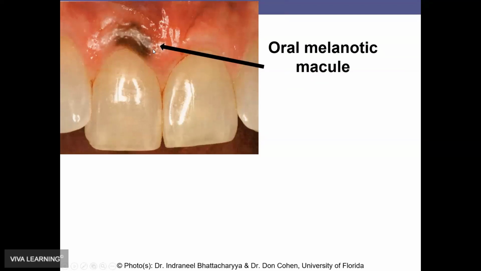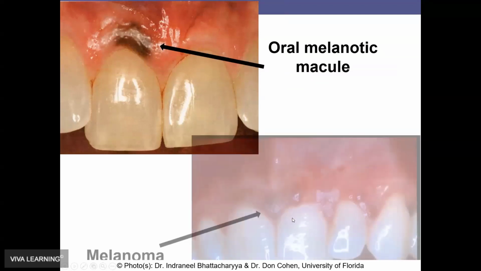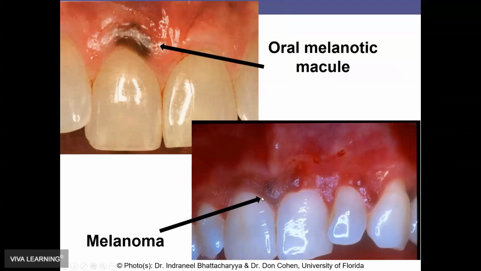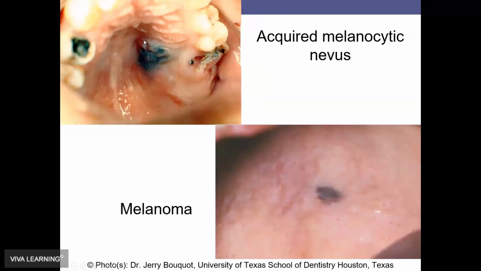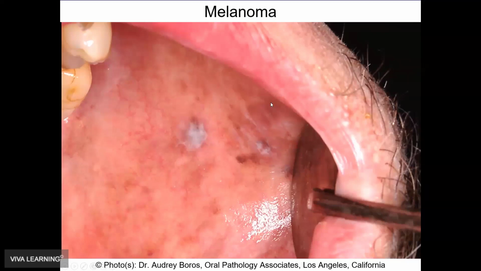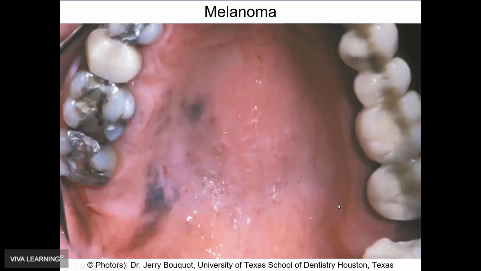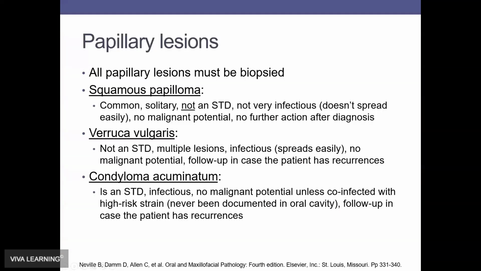So here is a melanotic macule, and here is mucosal melanoma. This is an acquired melanocytic nevus. This is mucosal melanoma. This is melanoma. So anytime you have a solitary pigmented lesion, it's got to be biopsied. So another melanoma. Papillary lesions. All papillary lesions need a biopsy.